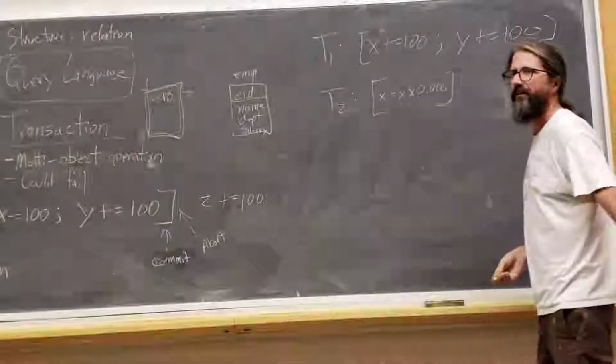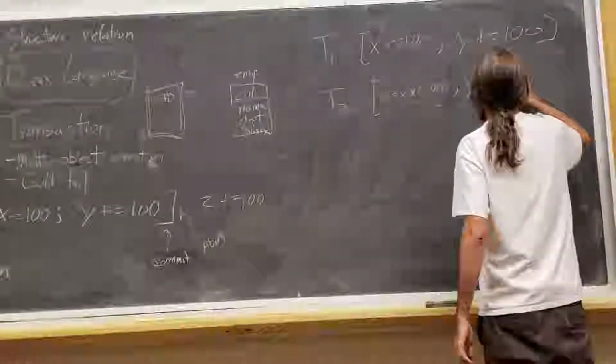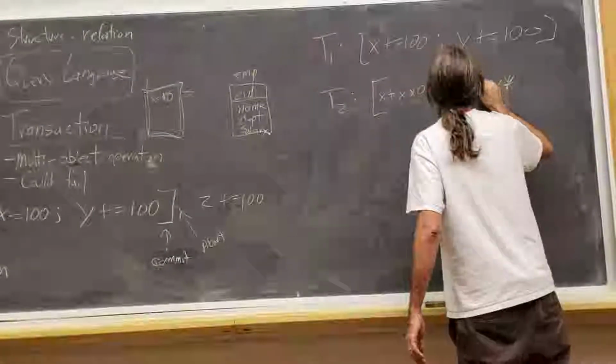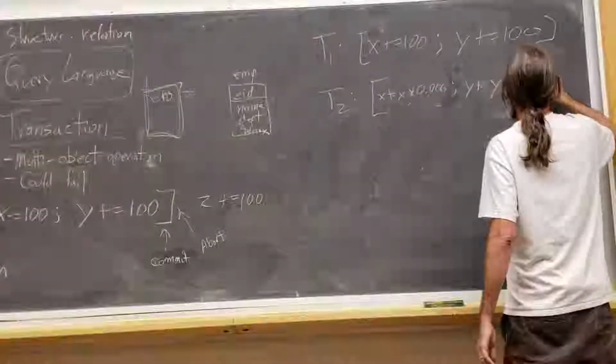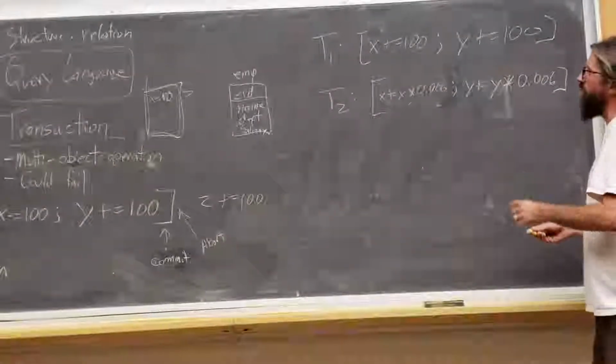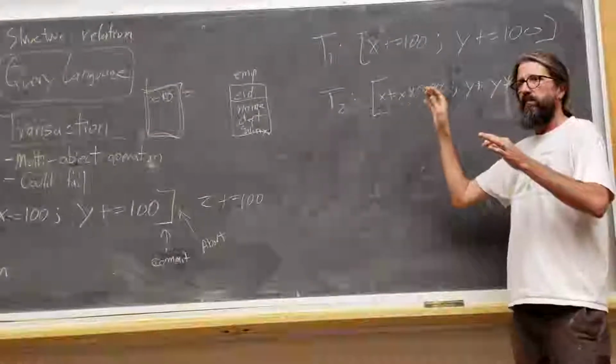It's an interest calculation or something like this. Right? And also the same for Y. Y equals Y plus equals, sorry, Y times 0.006. So that's cool. So atomicity alone says that neither of these compound actions will happen by itself without the other one happening.